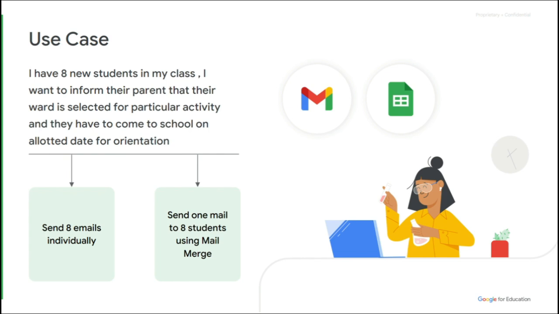In my class, I have 8 new students and I need to inform their parents that their child has been selected for a particular activity. Additionally, I need to notify them about the scheduled date of orientation and request their presence at school. So there are 2 options to handle this task. First is to compose and send each email individually, and this is going to be time consuming and prone to errors. Second is to use Mail Merge. It will automatically generate and send personalized emails using a template and a Google Sheet with the necessary data.